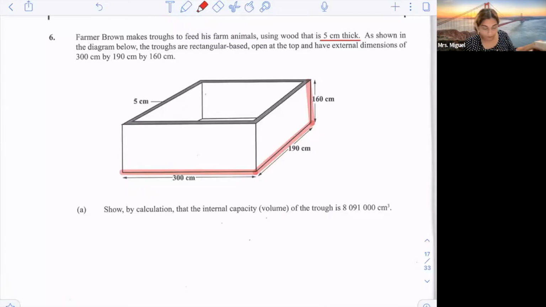Now, we need to find volume, right? So this is a rectangular base. We know volume is cross-sectional area by height. What is the cross-section? Well, the cross-section is a rectangle. So it is length by width by height. So the volume is length by width by height. Now, we need to find the length. The length is actually 300 centimeters.